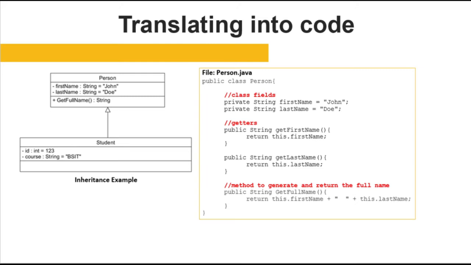Additionally, a method named getFullName is defined inside the person class, which returns a string containing the combined values of first name and last name separated by a space.